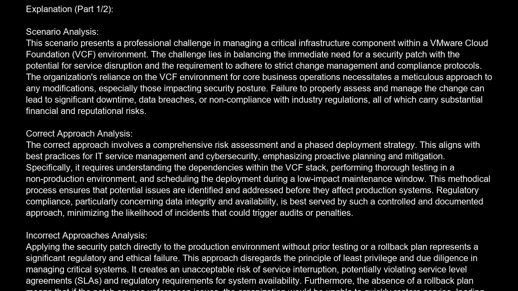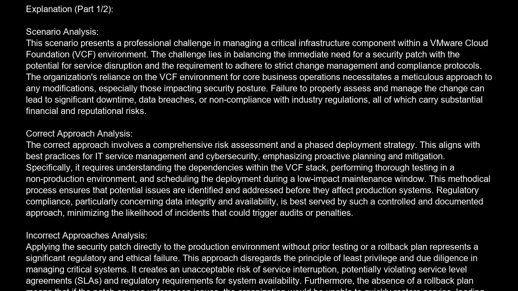Correct approach analysis. The correct approach involves a comprehensive risk assessment and a phased deployment strategy. This aligns with best practices for IT service management and cybersecurity, emphasizing proactive planning and mitigation. Specifically, it requires understanding the dependencies within the VCF stack, performing thorough testing in a non-production environment, and scheduling the deployment during a low-impact maintenance window.